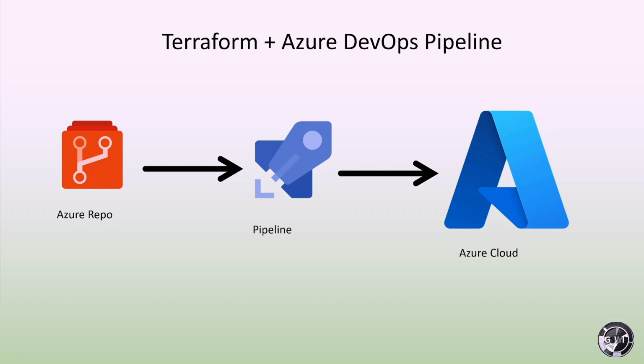So let's get started. Once your code is present in repo, you need to create Azure Pipeline for building and deploying it. Azure Pipeline tasks will run Terraform init, plan, apply commands, and try to create resources within the infrastructure as code in Terraform.